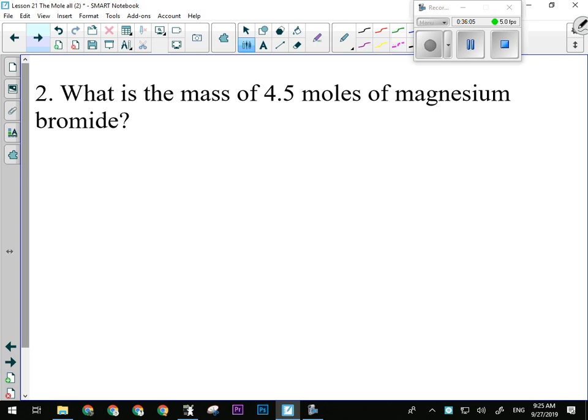Here's the second way I can ask a molar equation question. All right, so this one says, what's the mass? So it's asking me to find what? Little m. Okay, of 4.5 moles, so it gave me N, of magnesium bromide.